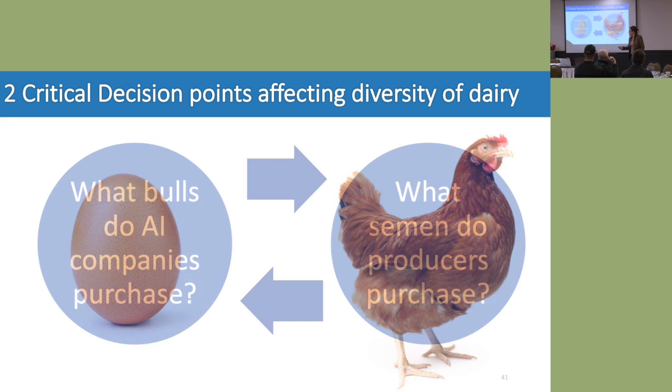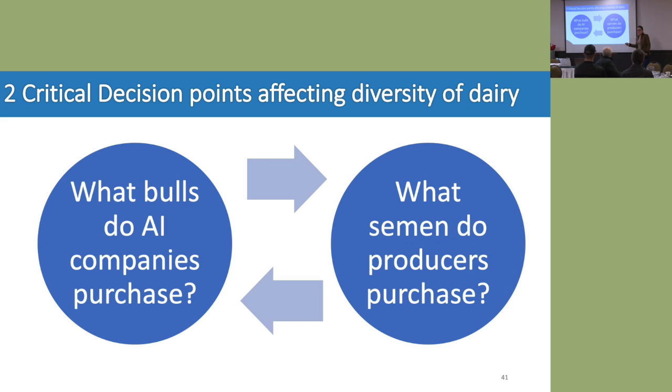Who's responsible? Well, what bulls do AI companies purchase? And what semen do producers purchase? It all comes down to this. Because as we all know, like 90% of the genetic gain is made through the male side, but an AI company won't buy a bull if you won't buy it from him or her or whoever. So it's back and forth.